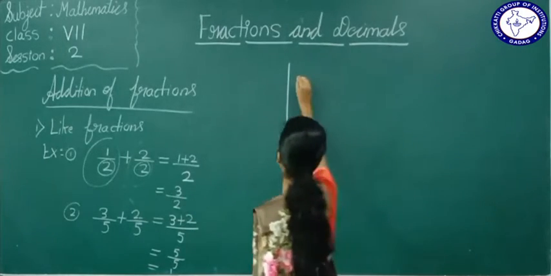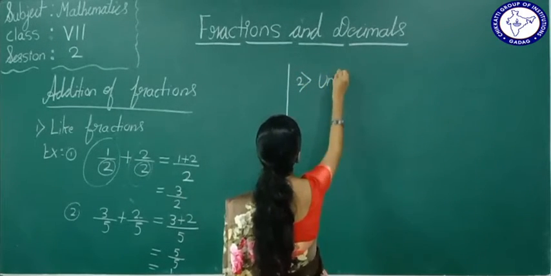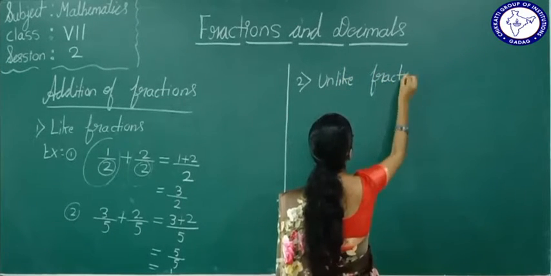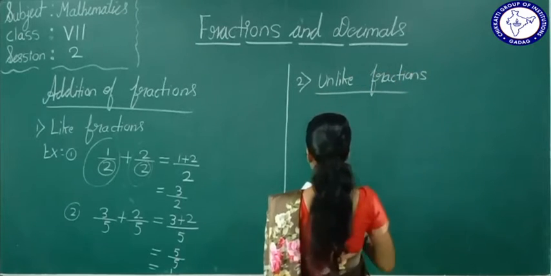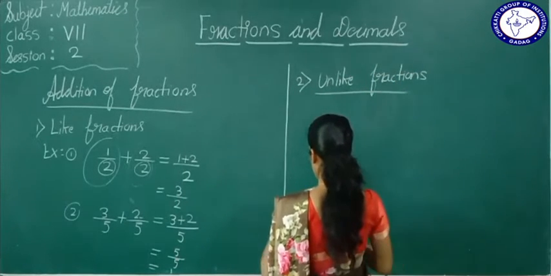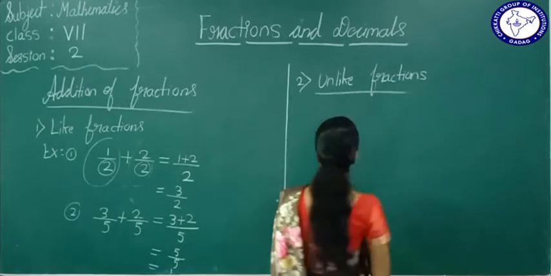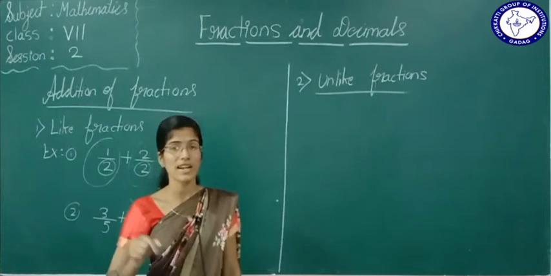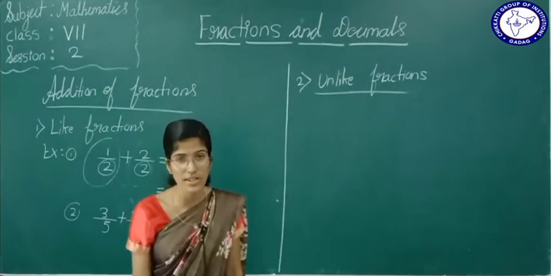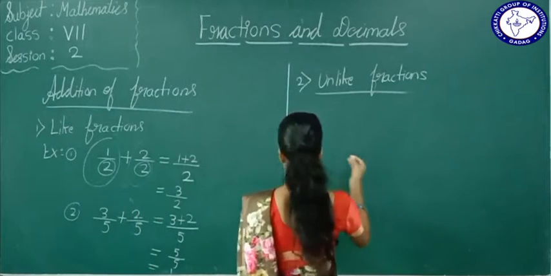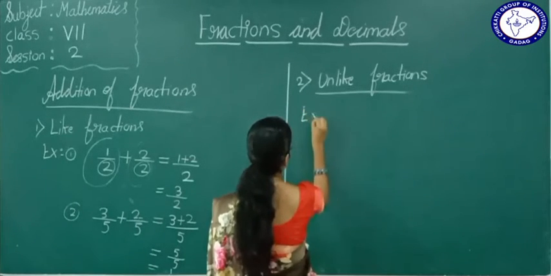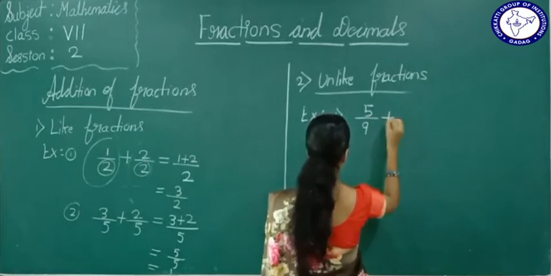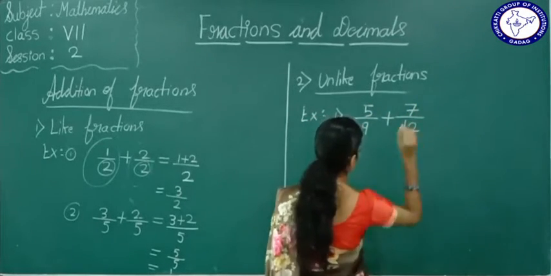Now we will see how to add unlike fractions. While adding unlike fractions, first we have to convert the unlike fractions into like fractions. I will give one example here. Example number 1: 5 by 9 plus 7 by 12.